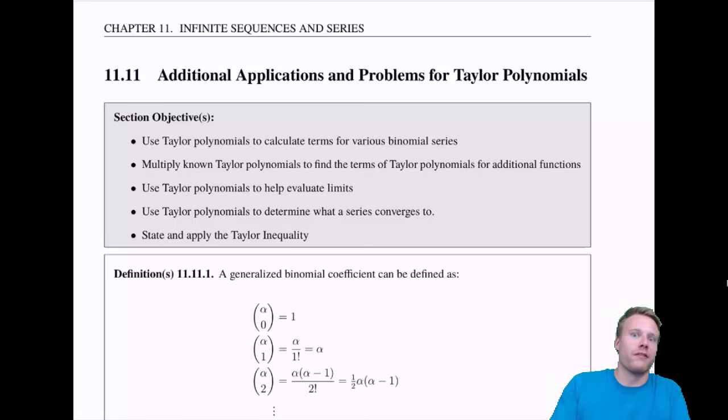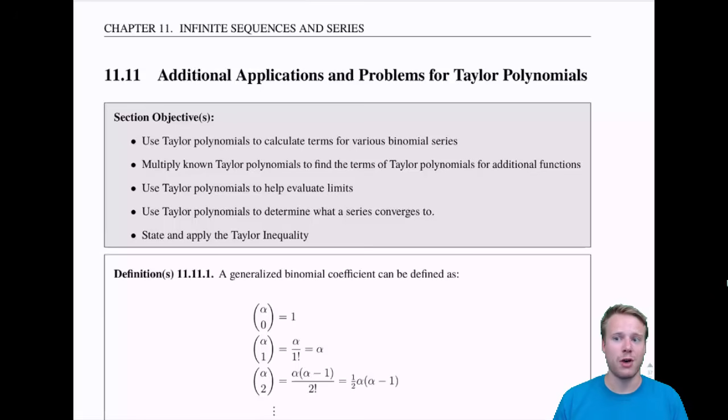These are some more of them, I guess, that we're going to be expecting you to do on homework, maybe quizzes, exams, things like that. So first of all, we're going to use Taylor polynomials to calculate out terms of various binomial series. We'll multiply known Taylor polynomials to find terms of Taylor polynomials for additional functions, things that we haven't thought about yet. We'll use Taylor polynomials to help evaluate limits, Taylor polynomials to determine what a series converges to.